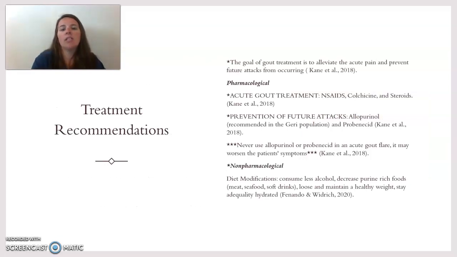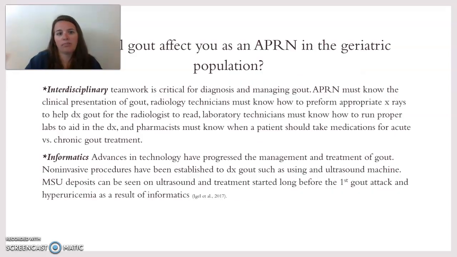Treatment recommendations. The overall goal of gout treatment is to relieve that acute pain that one presents with. So for the acute pain, we can do NSAIDs, colchicine, and steroids, and then to prevent future attacks, you can use allopurinol, which is recommended for the chronic population. And always remember, never give allopurinol during an acute attack. Non-pharmacological: consume less alcohol, consume less red meat and seafood, lose and maintain a healthy weight, and stay hydrated.